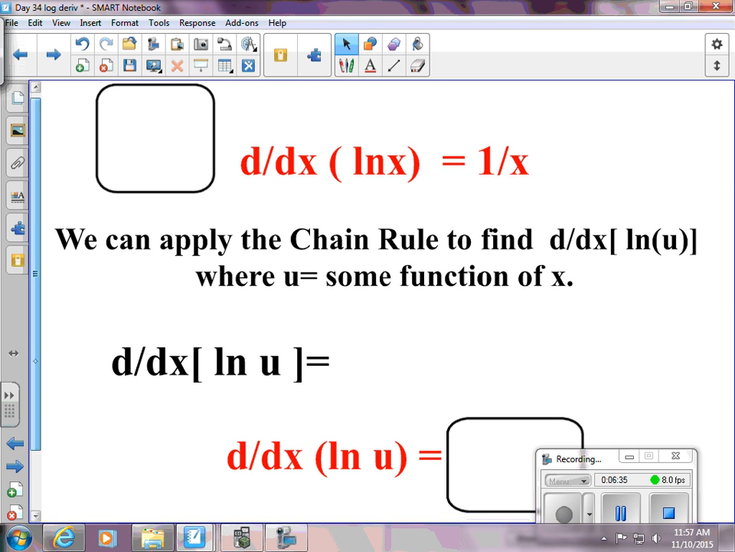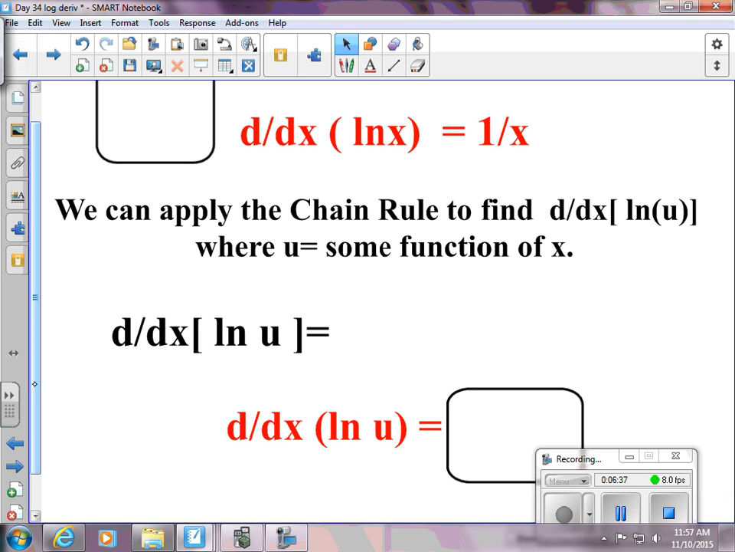That was exciting. But do you think I'm going to be happy just asking you to differentiate the ln of x? I'm going to want to put some other function in there, right? So let's figure out what the rule would be to differentiate the ln of u, where u is some other function. Maybe it's an x squared. Maybe it's sine x. So if you want to take the derivative of the ln of u, let's think chain rule. What would the first part look like?